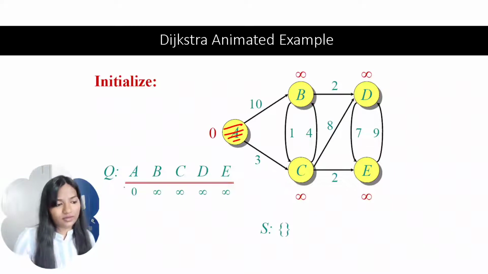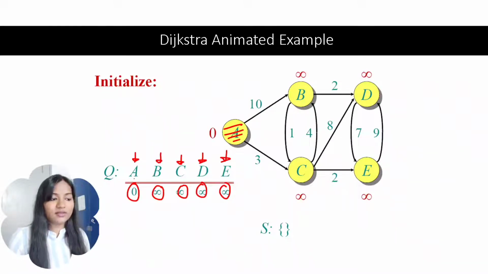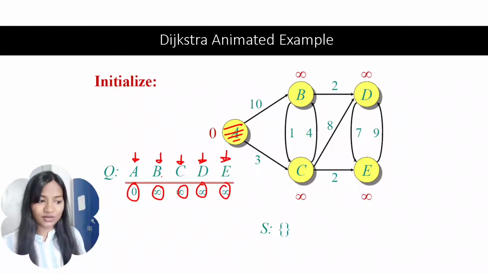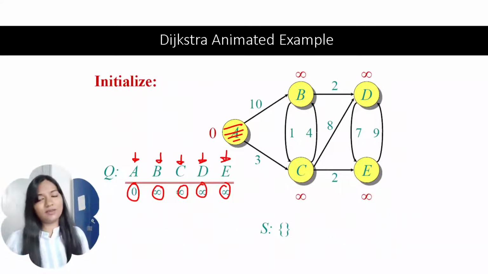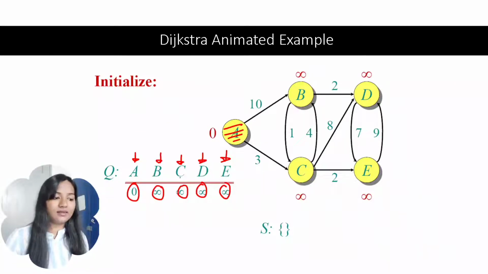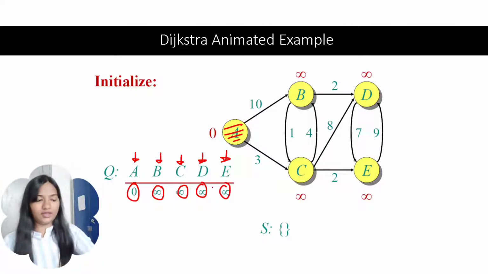Initially, the values which I will be writing in the table are the distances from A to the vertices written here. So initially, what is the distance between A and A? That's 0. What is the distance between A and B? That's infinity, because initially I don't know the distance between them, so I took the maximum value possible. So the distances between A and C, A and D, and A and E are initially taken as infinity.